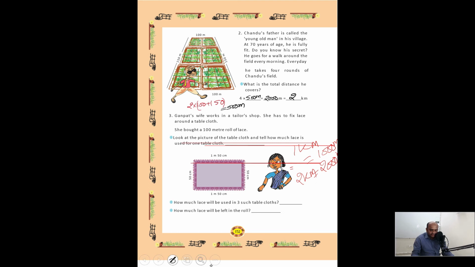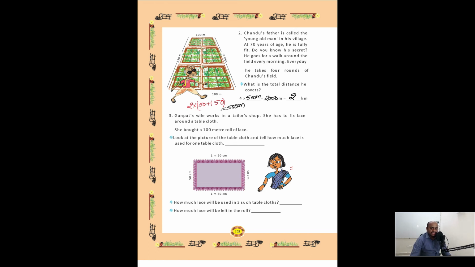Okay, so this is how you have to check the conversions from one metric to another metric, meters to kilometers or centimeters to meters, like that. Okay. Now we will move to the next question.